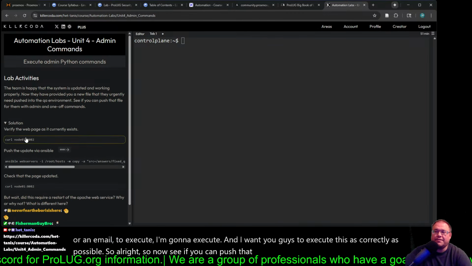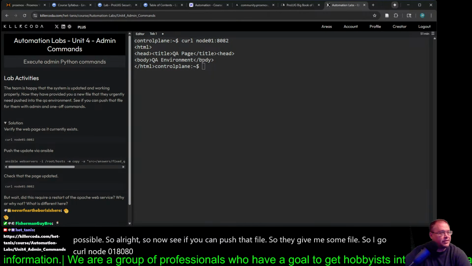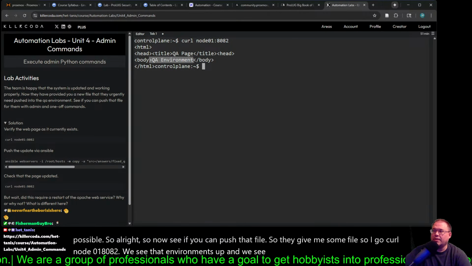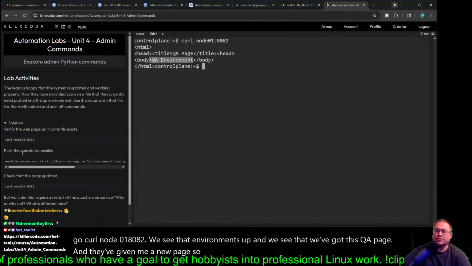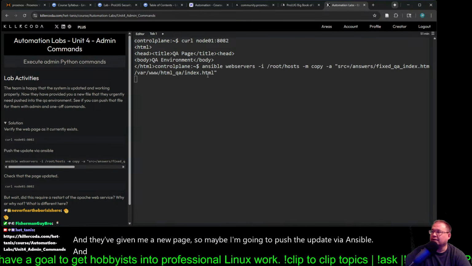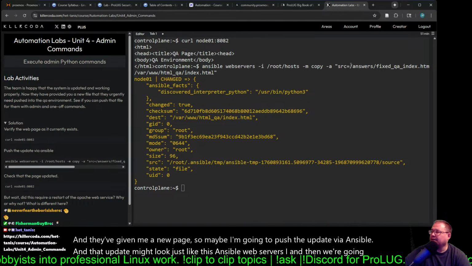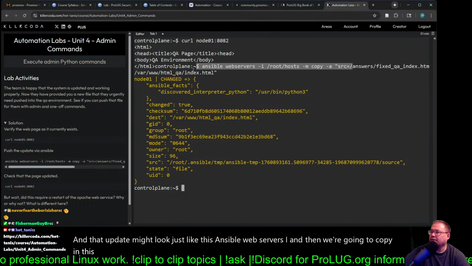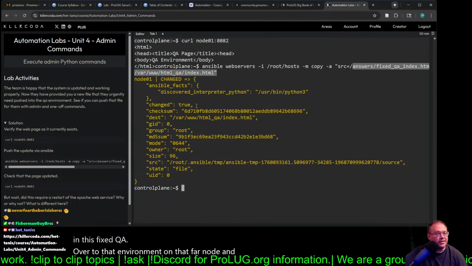So they give me some file. So I go curl node 01 8082. We see that environment's up. And we see that we've got this QA page. And they've given me a new page. So maybe I'm going to push the update via Ansible. And that update might look just like this. Ansible web servers -i. And then we're going to copy in this fixed QA over to that environment on that far node. And we'll get a message like this.